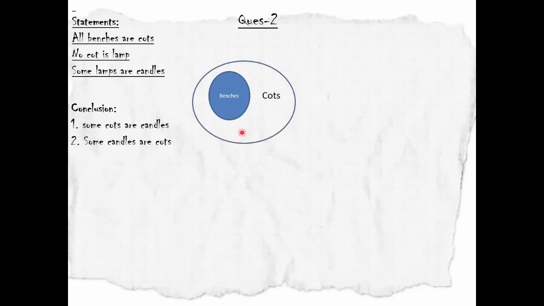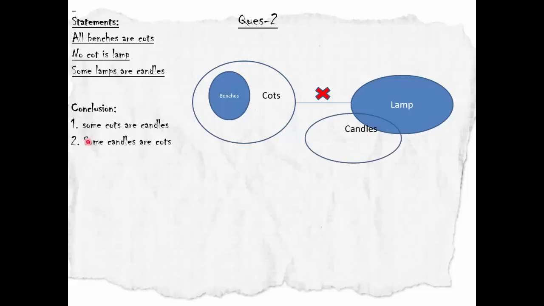Okay, moving to question number 2. All benches are cots. We'll draw cots such that all portion of the benches are inside cots. No cot has a lamp, so we draw cots and we have lamps. We mark this with cross symbol. This says there could not be any portion of lamp which is inside cots. It is denoted by a cross symbol. Statement number 3. Some lamps are candles, so we draw candles such that some portion of the lamp has to be candles, so we draw like this.